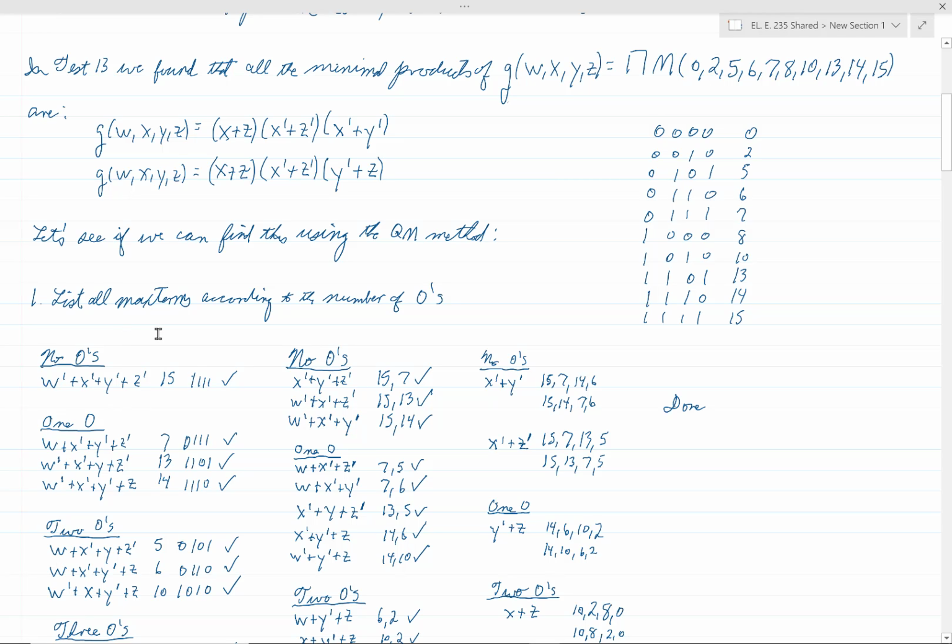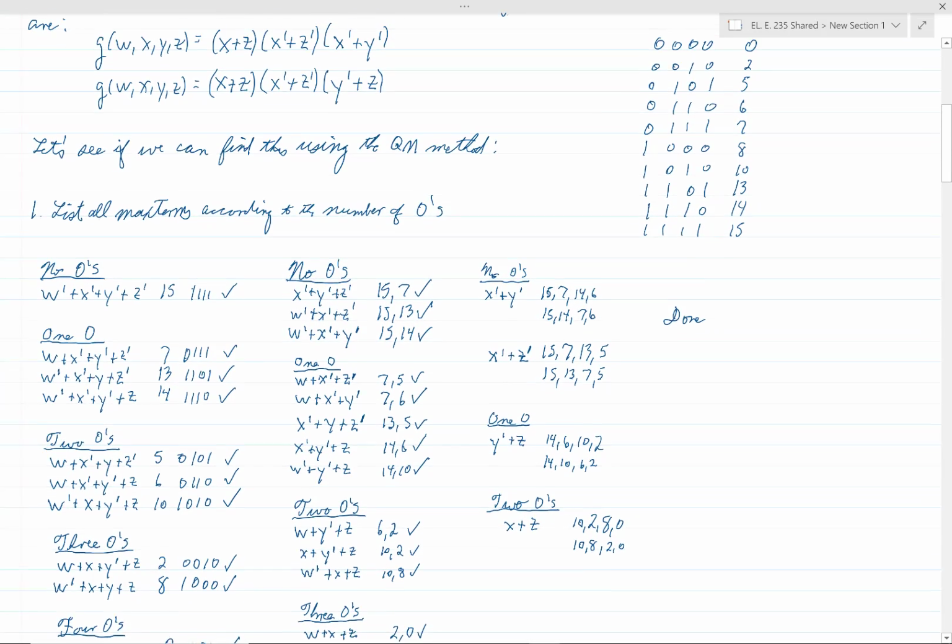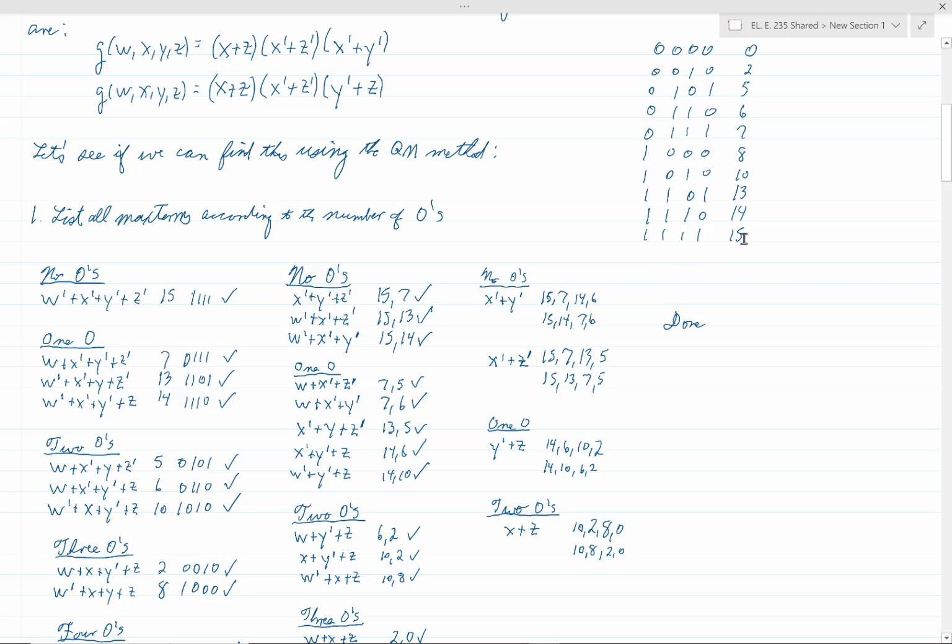When they were min terms, as you saw in that lecture 27, you group them according to how many ones they have, but now when they're max terms, you group them according to how many zeros they have. And so looking at this list, the only term that has no zeros in it is 15, which is w prime or x prime or y prime or z prime.